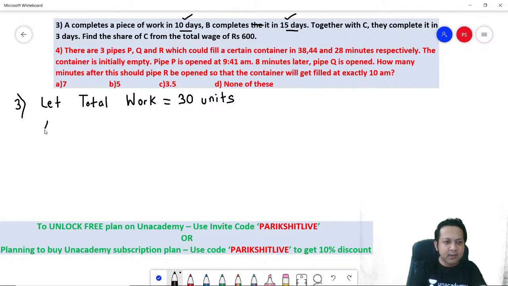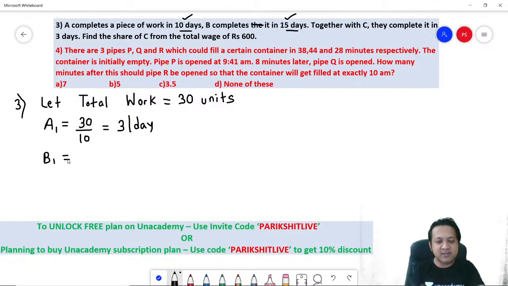What about A? A is completing the work in 10 days. So 30 units, A completes it in 10 days. So can I say A in 1 day does 3 units per day? What about B? B is completing the work in 15 days. Remember, work means 30 units. B completes the work in 15 days. So can I say in 1 day, B is completing 2 units per day. Correct?